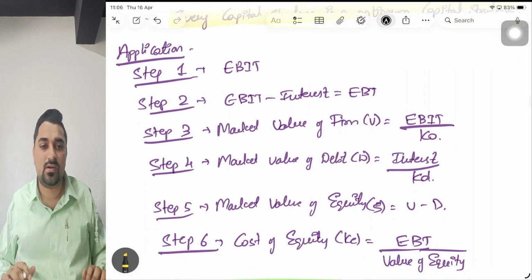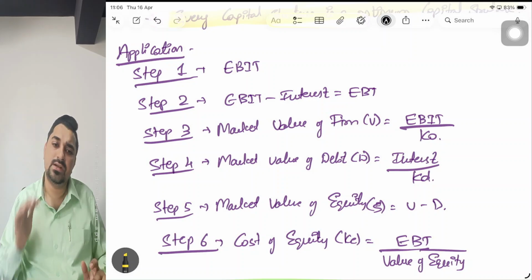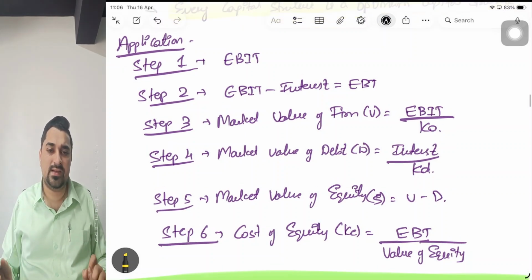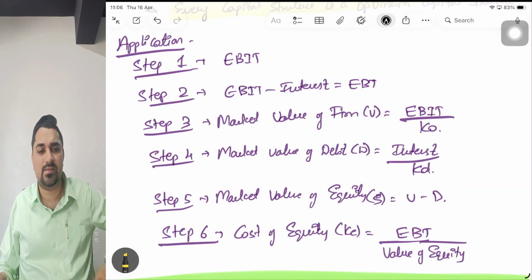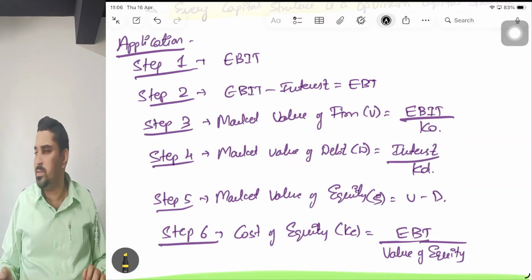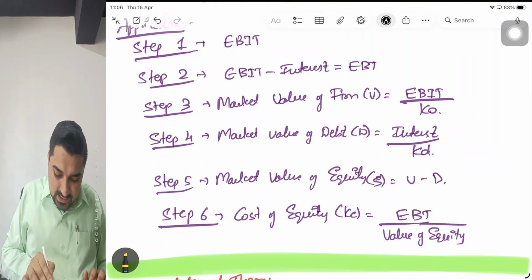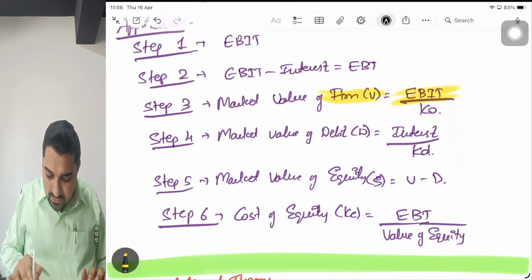Sir, how do we solve exam questions? Again, stepwise approach, step 1, step 2, step 3. First step will remain same, EBIT. Second step, EBIT minus interest gives EBT. Again, no complication. Coming to step 3, again sequence matters. Here in step 3 itself, I am calculating value of the firm.